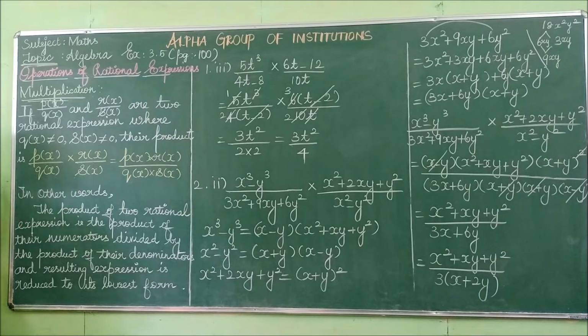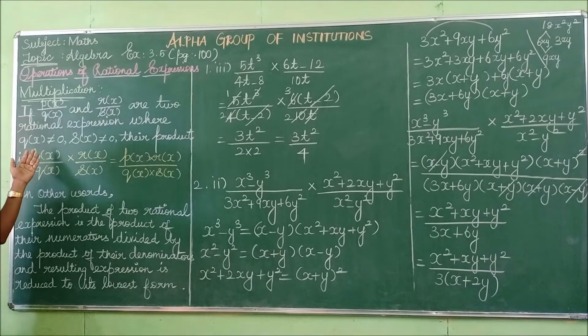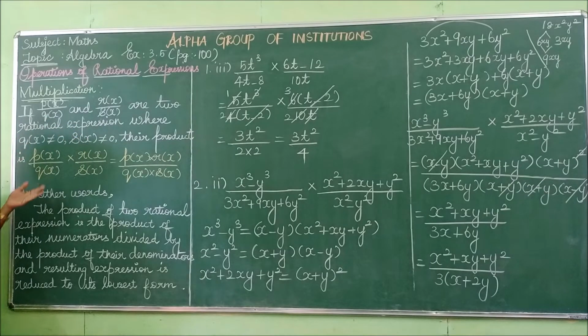Listen carefully. So you already know about the rational expression. In today's class we are going to learn about the multiplication of rational expressions. If p of x by q of x and r of x by s of x are two rational expressions, where both the denominators q of x and s of x are not equal to 0, then their product will be how? p of x by q of x into r of x by s of x.